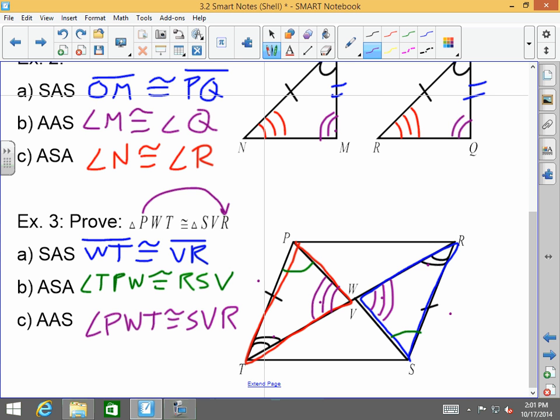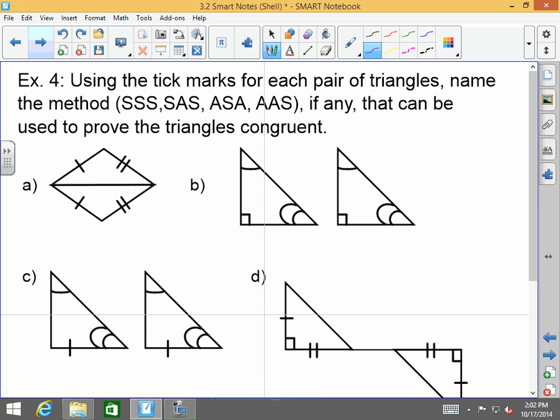Well, remember, what we're trying to prove is that the triangles are congruent, not that those angles were congruent. We're trying to prove why it is. Thank you very, very much, sir. Fantastic question. Okay? Does that make sense, boys? Alrighty. Let's continue. Number 4, using tick marks.